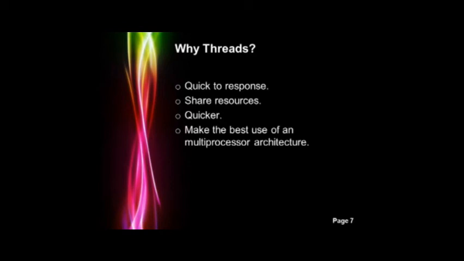Threads make the maximum use of the multiprocessor architecture because in a multi-thread program, each thread can be assigned to a different CPU or processor to get the required output very much faster than in general.